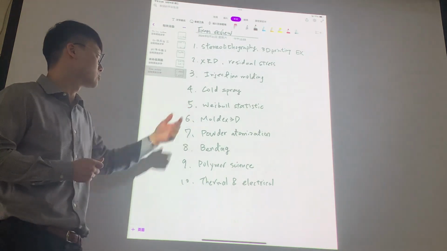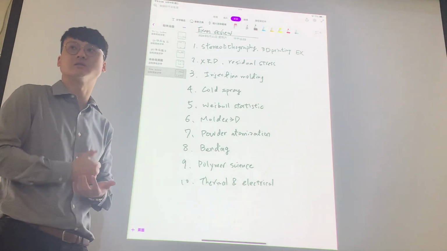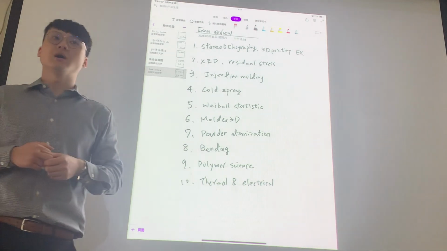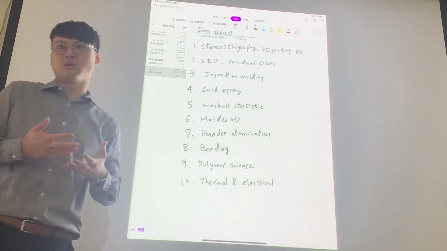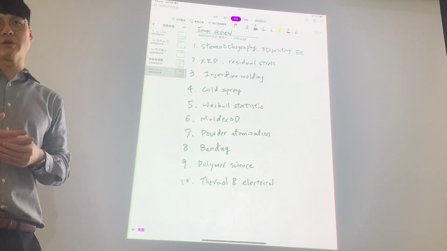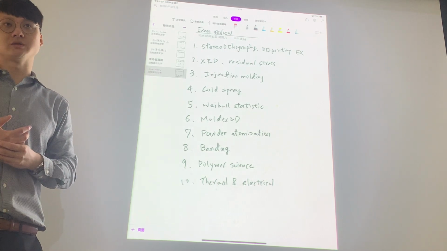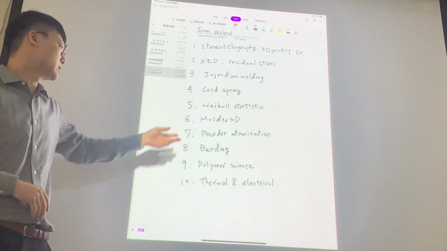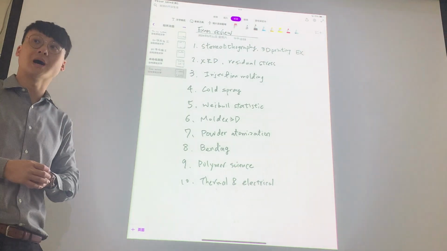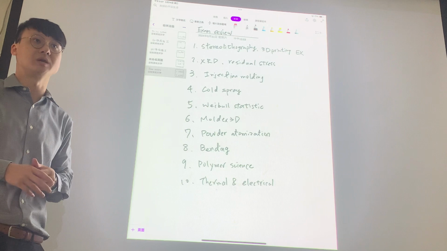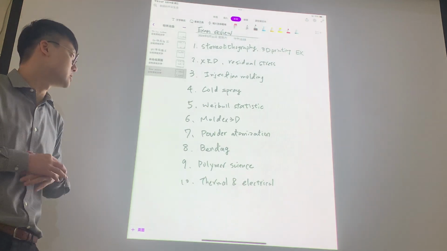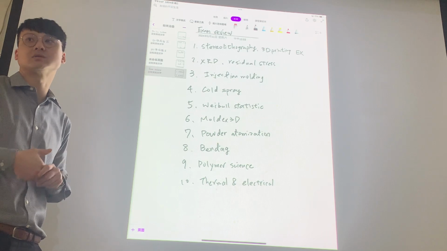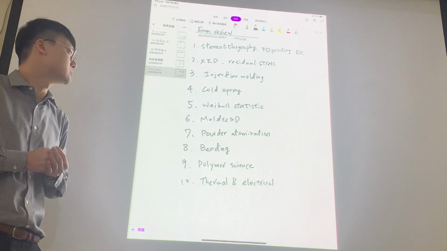Right. So 5 is whiteboard statistic. What is whiteboard statistic? Right. Sixth is Moldex 3D. What's the importance of using Moldex 3D? What can Moldex 3D provide? What is the step for using Moldex 3D? 7 is powder atomizer. I talked about this today at the beginning of class. So explain what is powder atomizer, what are the steps, and what is the mechanism and stuff.